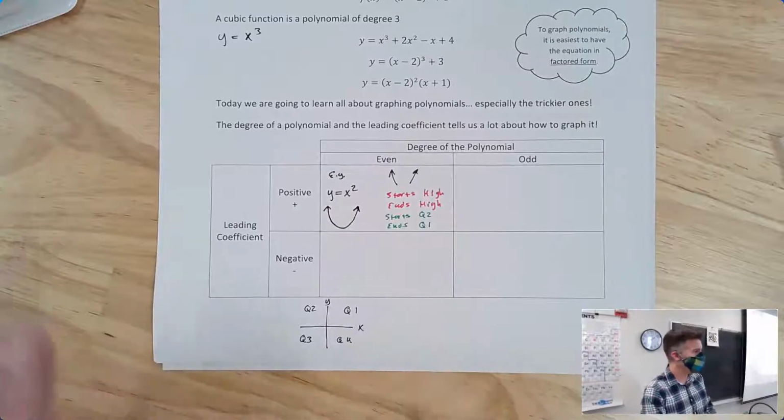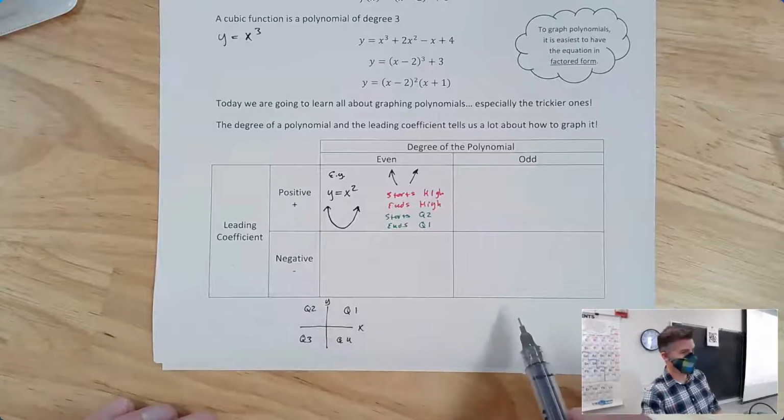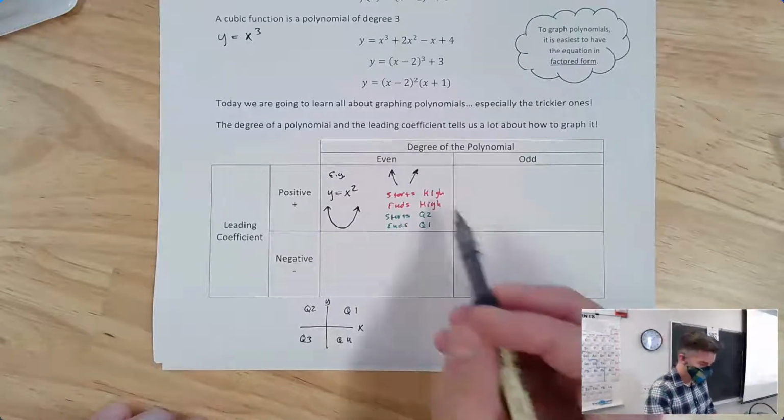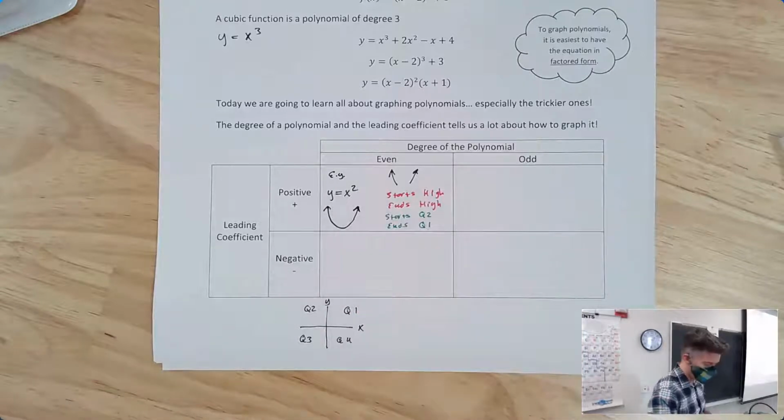Maybe some crazy stuff happens in the middle, but way, way, way to the left, I'm in quadrant 2, and way, way, way to the right, I'm in quadrant 1. This particular graph, nothing crazy happens in the middle, but we could have some things happen in the middle.